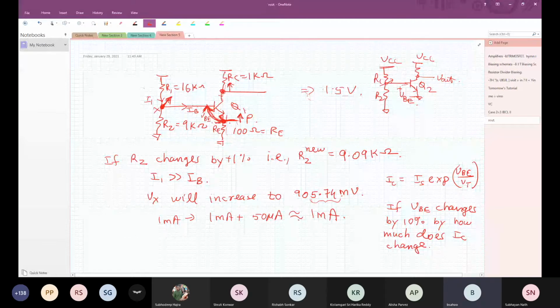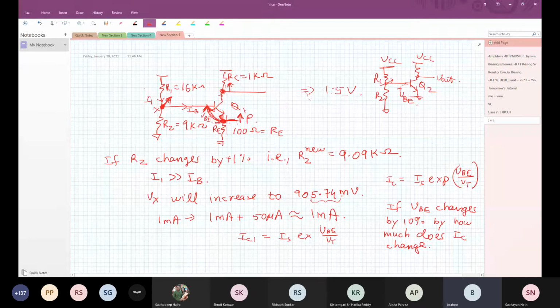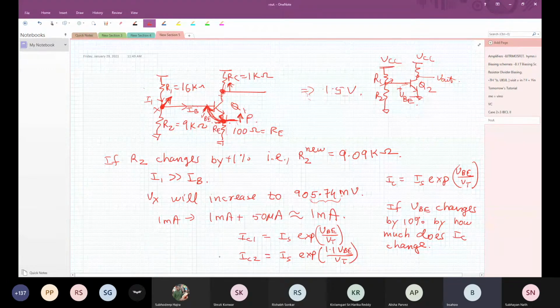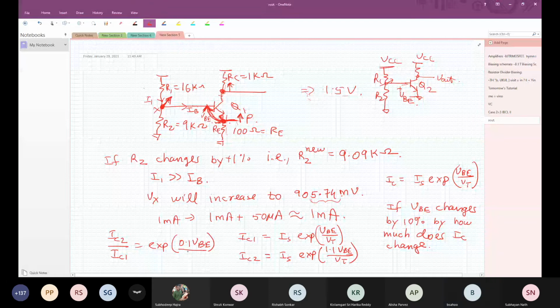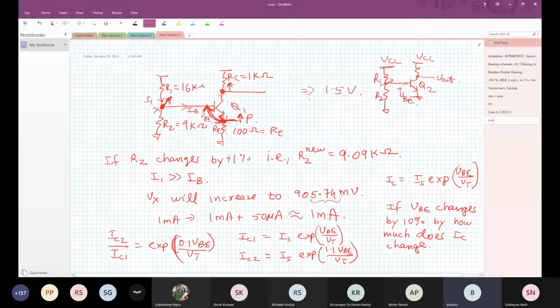So IC1 equals IS exponential VBE over VT, and IC2 equals IS exponential 1.1 VBE over VT. Therefore, IC2 over IC1 is exponential, right? Am I correct? Is it okay? Subhadeep?